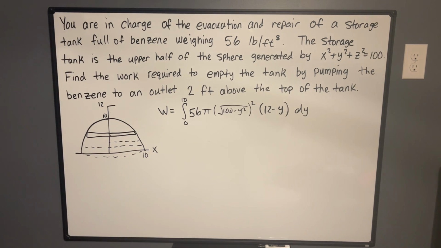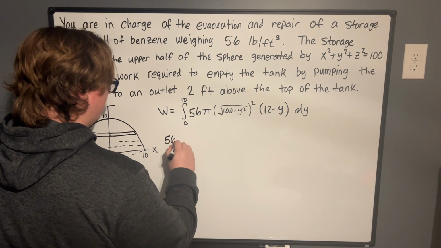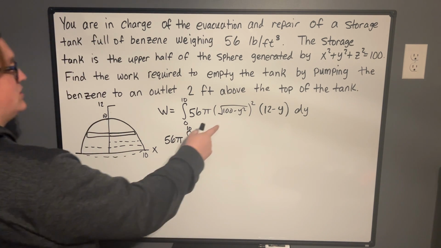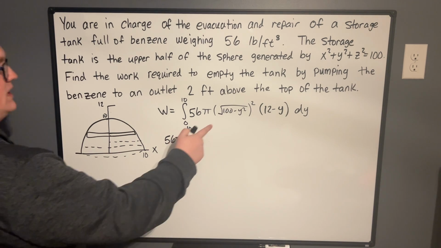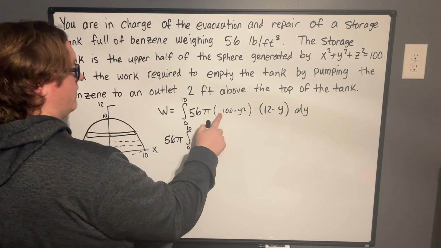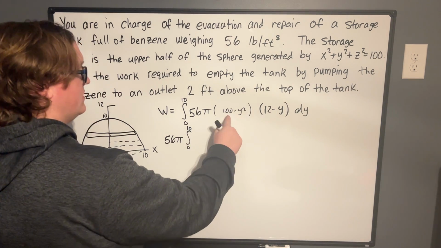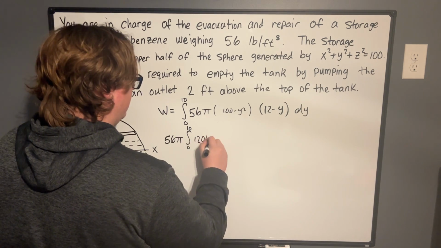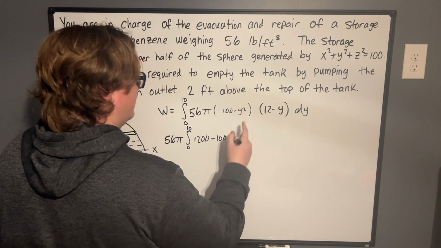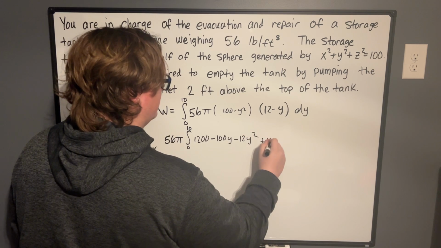So evaluating the integral isn't actually too bad. What we're going to do, I'm going to pull out the 56 pi, because that can come in later. Then we have the integral from 0 to 10. Now this squared, what we can really do is just get rid of the square root in the squared. So I'm going to do that really quick. Get rid of that. And then now what we need to do is distribute this out. Okay, so 100 times 12 is 1200. Then we're going to get a minus 100y. Then we're going to get a minus 12y squared. And we're going to get a plus y cubed dy.